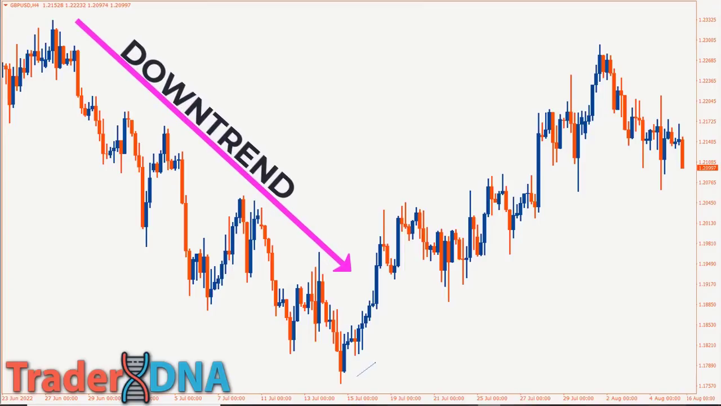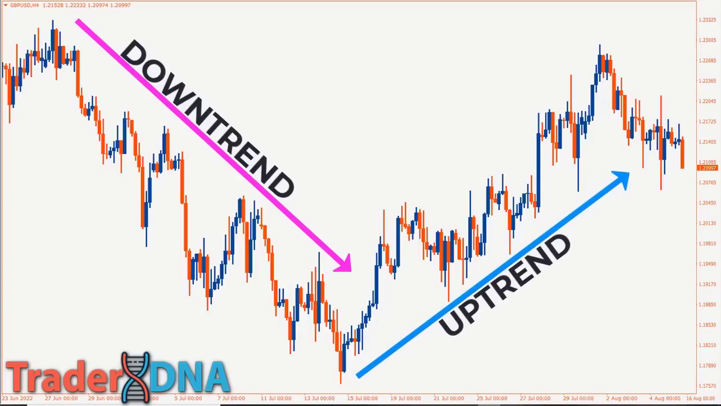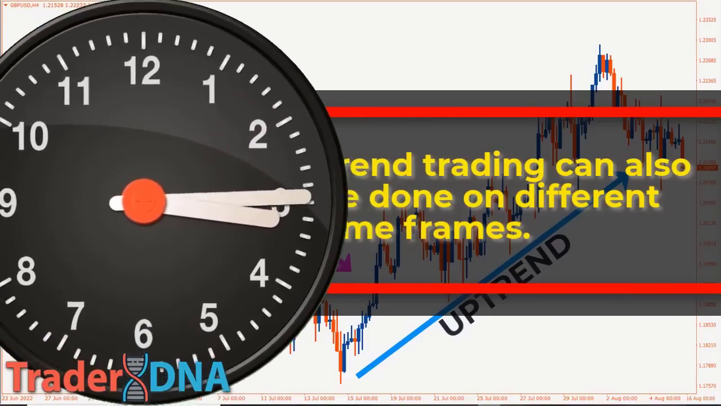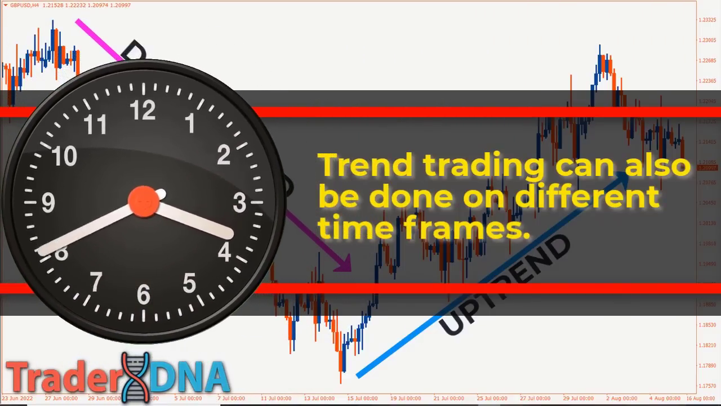This can be done by buying an asset if the market is trending higher, or selling an asset short if the market is trending lower. Trend trading can also be done on different time frames, so whether you are scalping, day trading, or swing trading, trend trading can help you stack the odds in your favor.